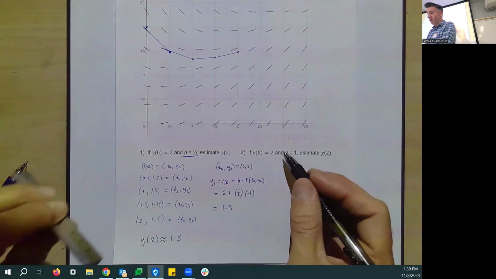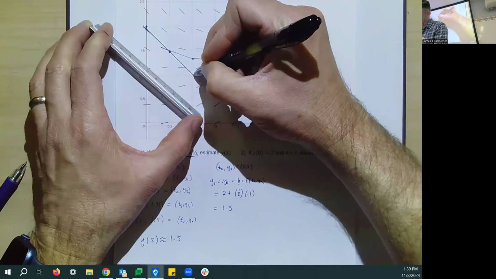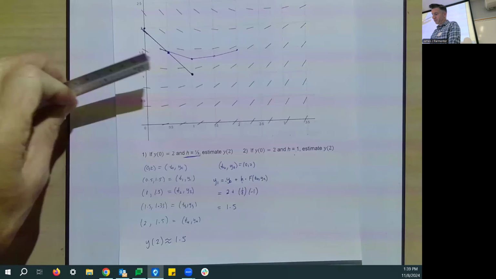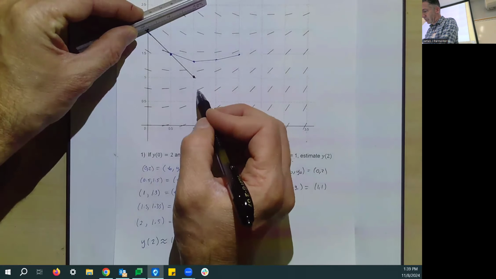Our first step would be to go to like right there. So in this case, our t0, y0 is still (0, 2), but our t1, y1 is looking like (1, 1). And then from there, we would estimate the slope to be a little bit steeper than this, a little bit less steep than that.